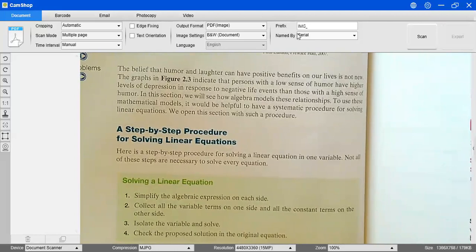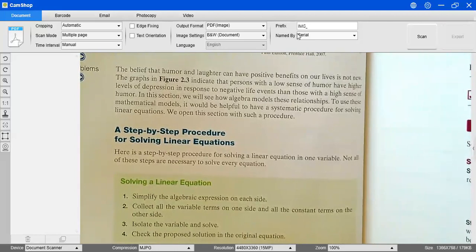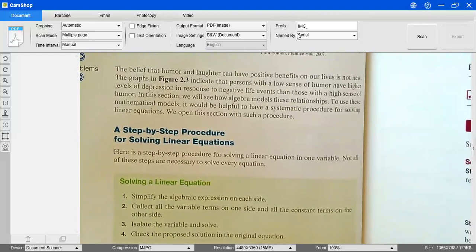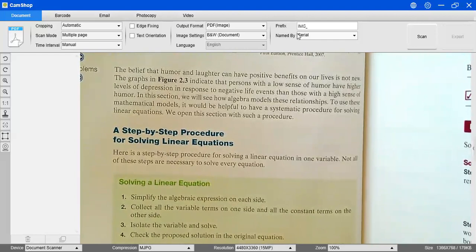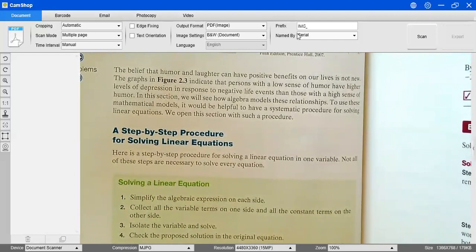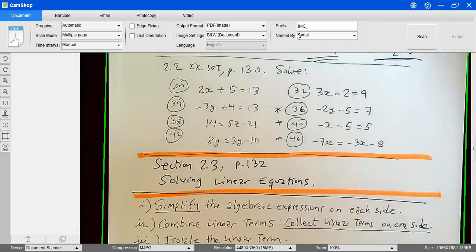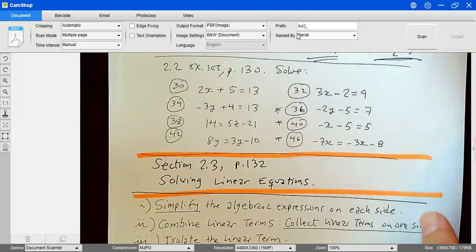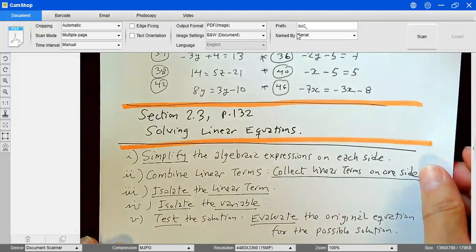They talk about simplifying the algebraic expression on each side first, then collecting all the variable terms on one side and all the constant terms on the other side. Then we're going to isolate the variable and solve. And finally, we're going to check the proposed solution in the original equation. I just rewrote these steps using the terminology I have been using during the explanation of the previous two sections. So you have here another way to say the same thing.